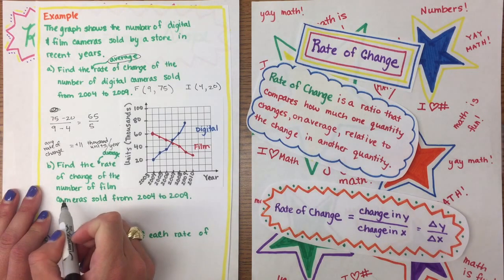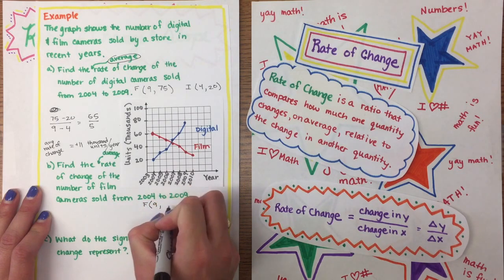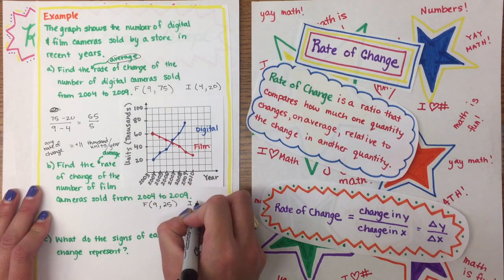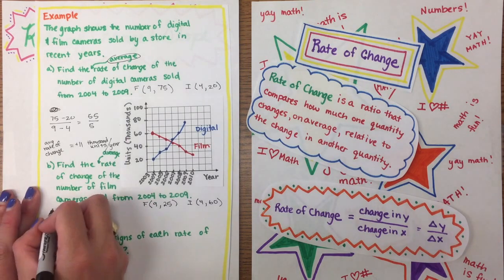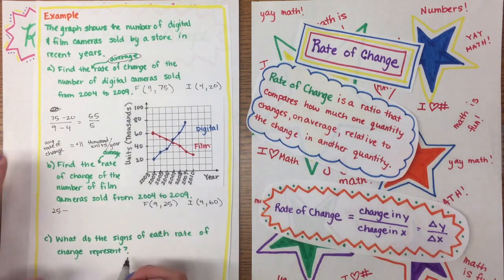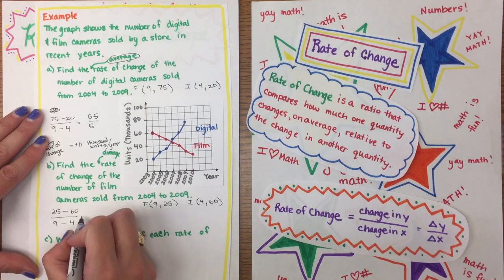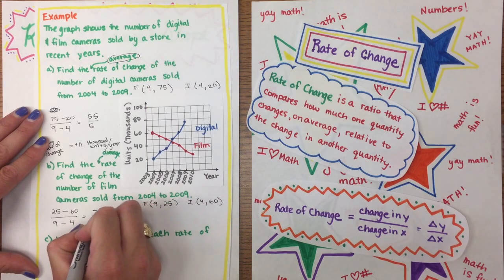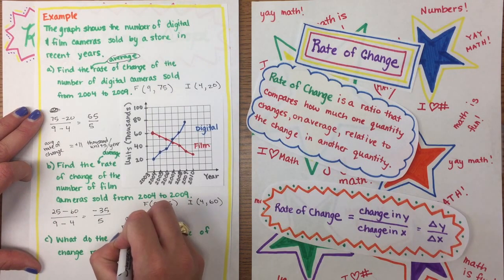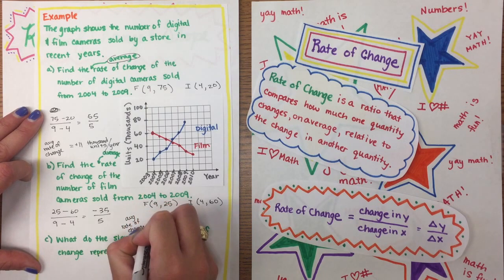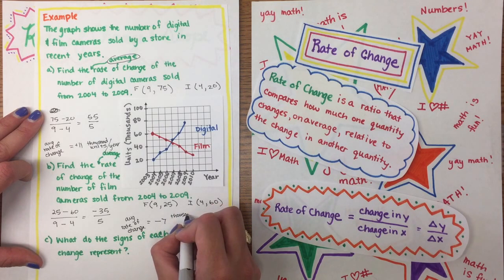Find the average rate of change for the number of film cameras sold from 2004 to 2009. Same thing, the final amount in 2009 is about 25,000, and the initial in 2004 is about 60,000. So to set this up, I will do my final, which is 25,000, minus my initial, which is 60,000, divided by my final year minus my initial year. So this is minus 35 over 5, or the average rate of change from 2004 to 2009 is about negative 7,000 units per year.